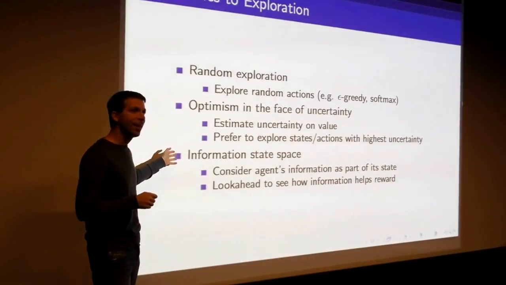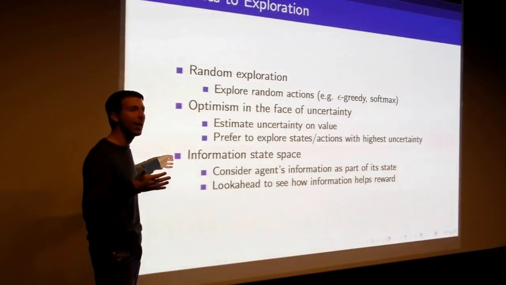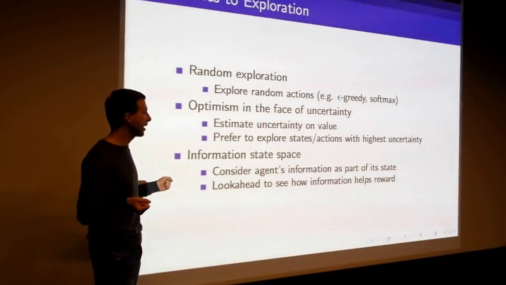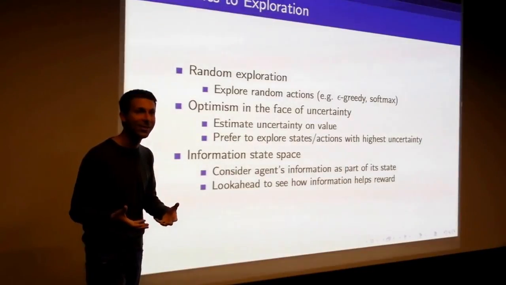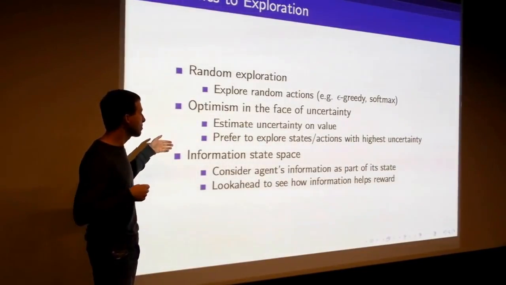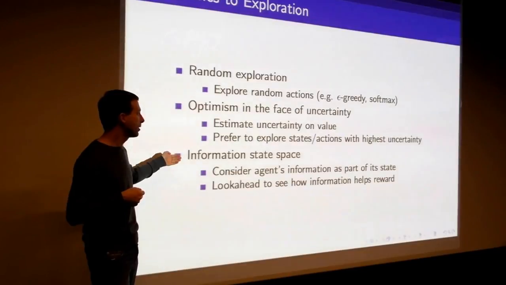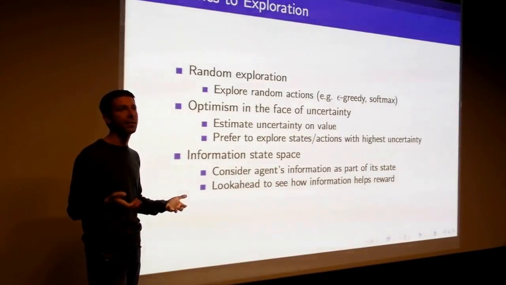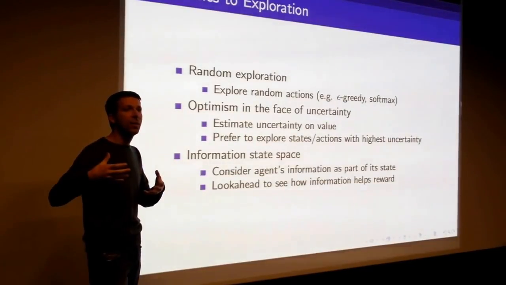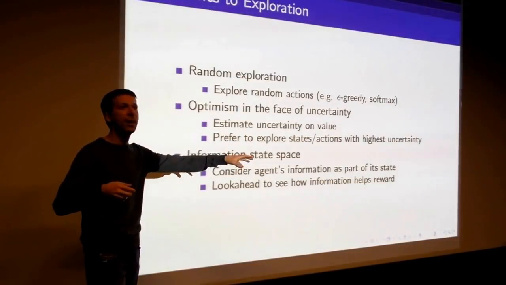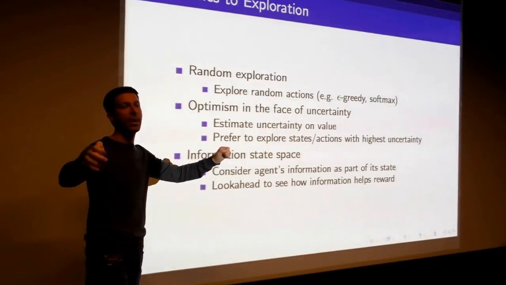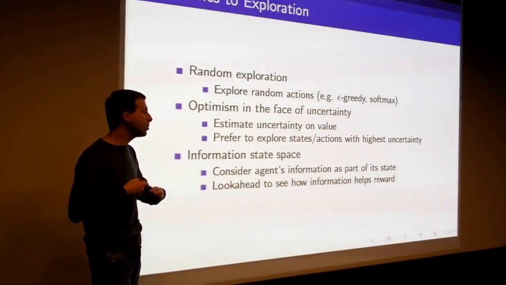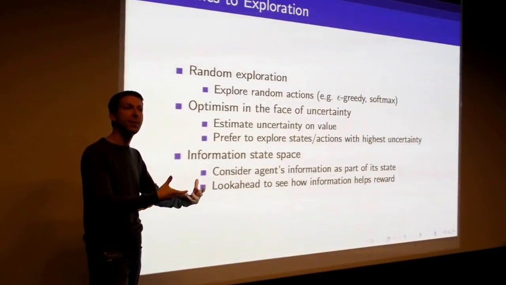Finally, perhaps the most correct or theoretically careful approach to the exploration-exploitation dilemma, but the most computationally difficult, is to think about the information state space. What this really means is to consider the agent's information itself as part of its state. So it's like, I'm in a state where I have tried left 3 times and I've tried right 1 time. That's a state now, and we can ask how good is it to move into states where the agent has accumulated information.